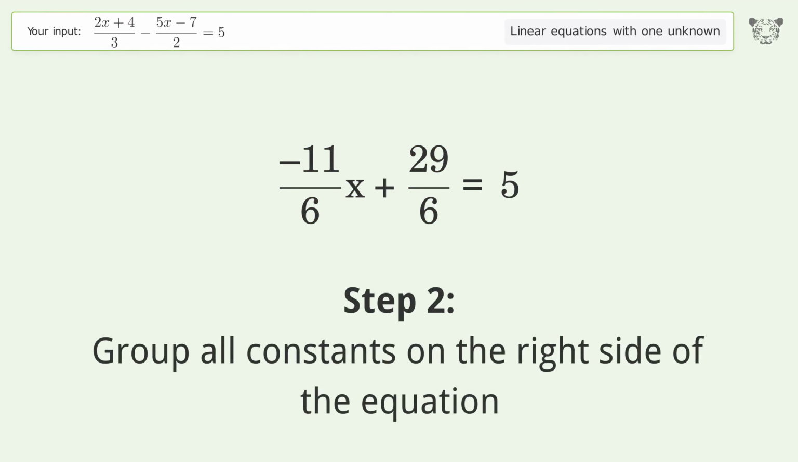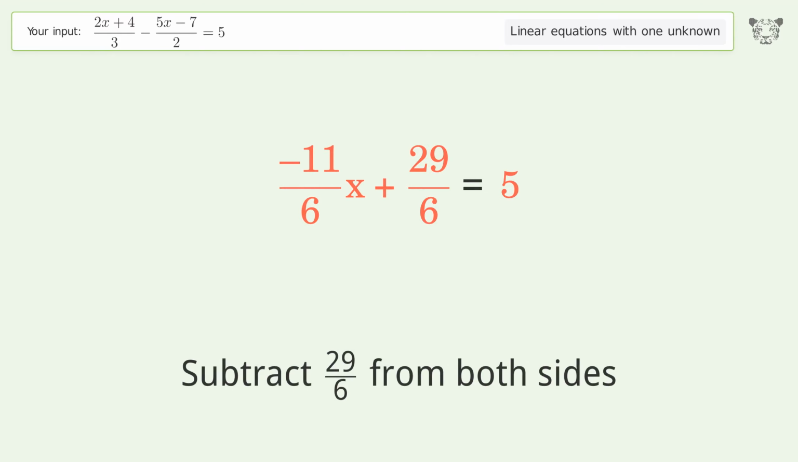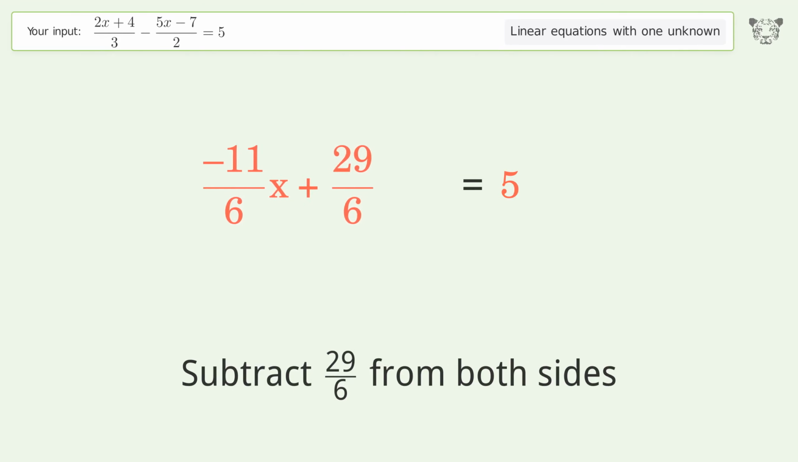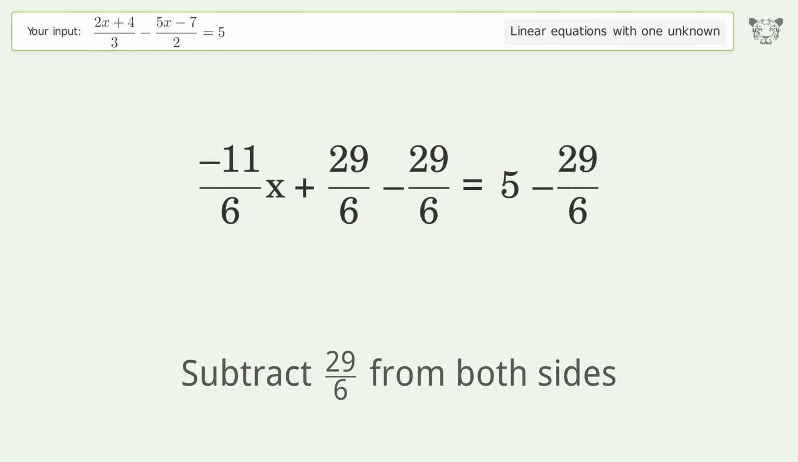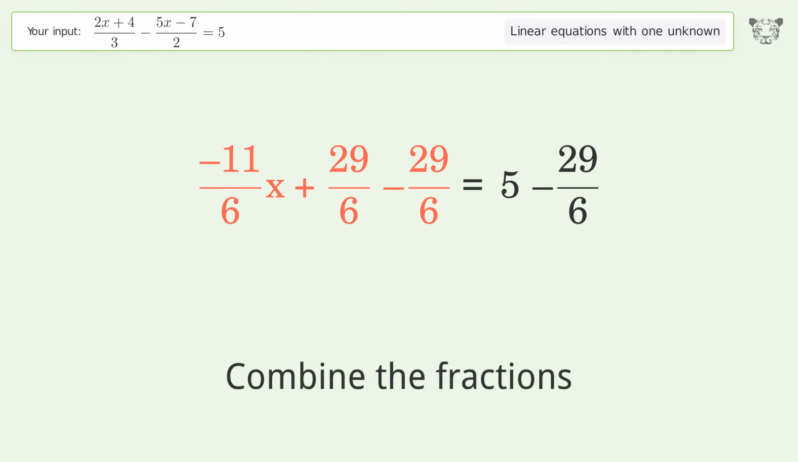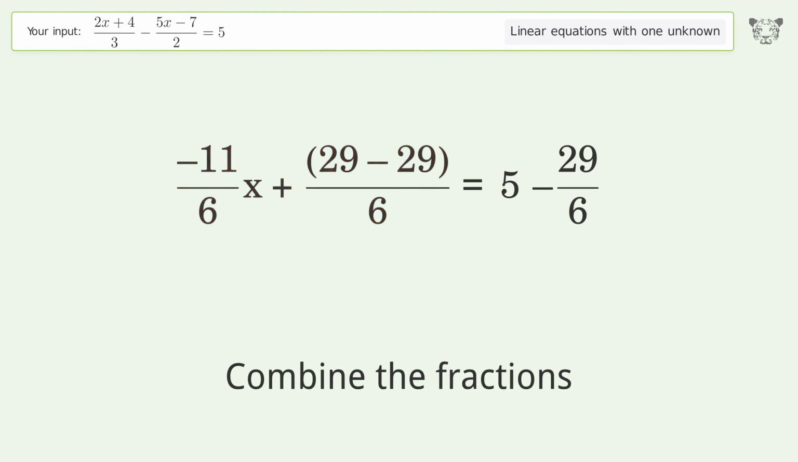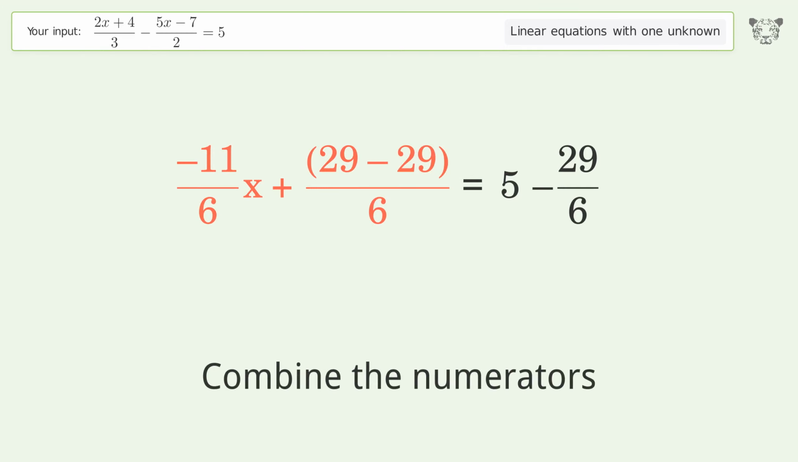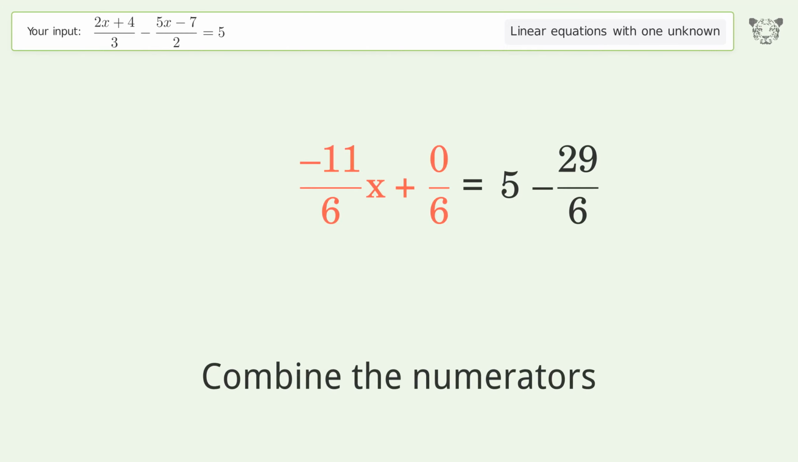Group all constants on the right side of the equation. Subtract 29/6 from both sides. Combine the fractions. Combine the numerators. Reduce the zero numerator.